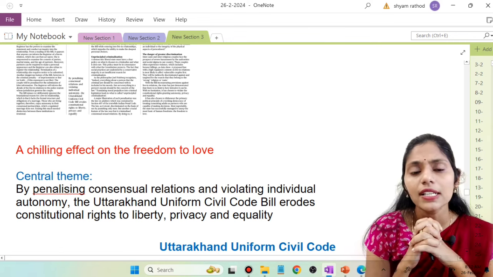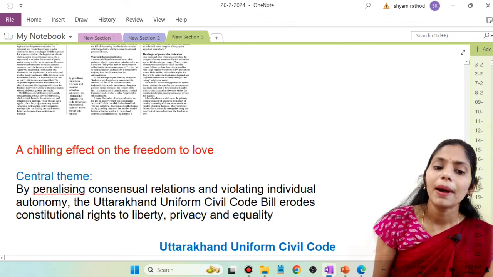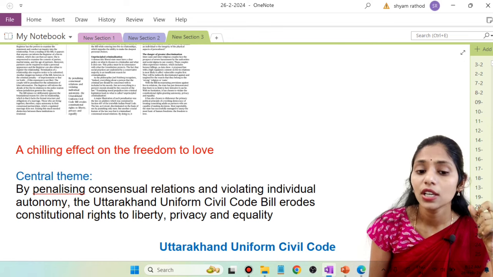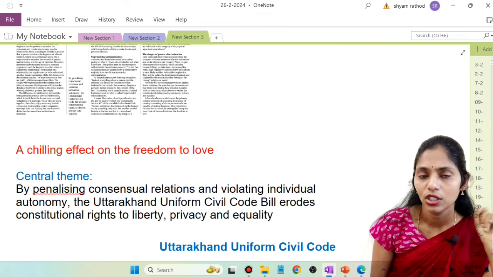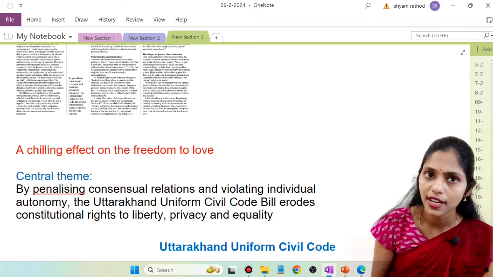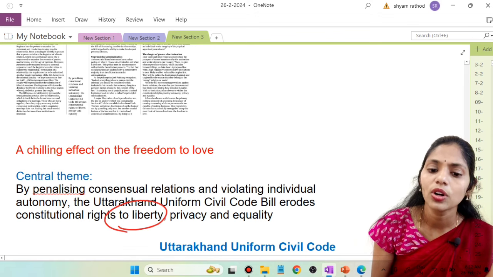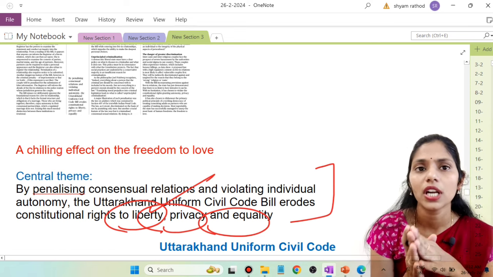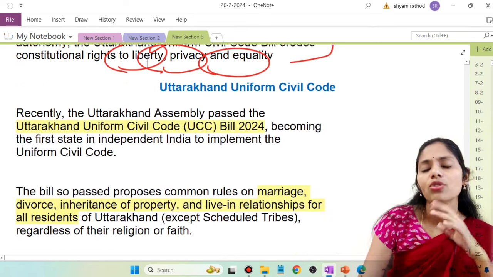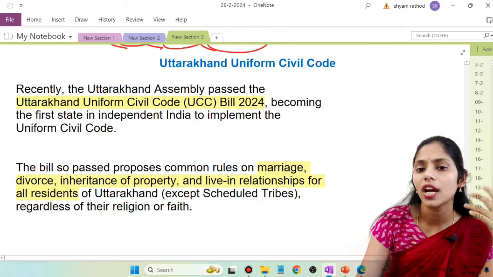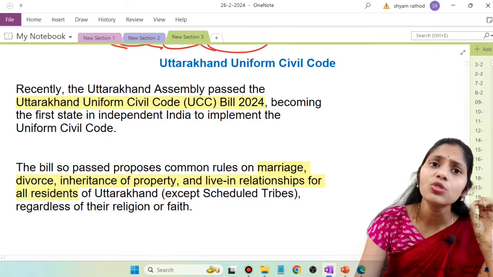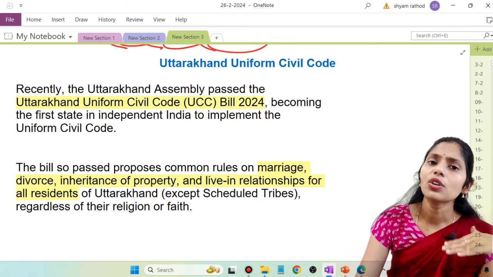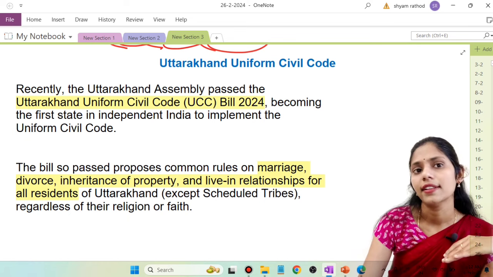The central theme of this article says that by penalizing consensual relations and violating individual autonomy, the Uttarakhand Uniform Civil Code Bill erodes constitutional rights: it is eroding liberty, privacy, and also equality. Here we are going to see what this Uttarakhand Uniform Civil Code is, what its important provisions are, and the concept of the Uniform Civil Code. All these are very important things that you have to know regarding this article.